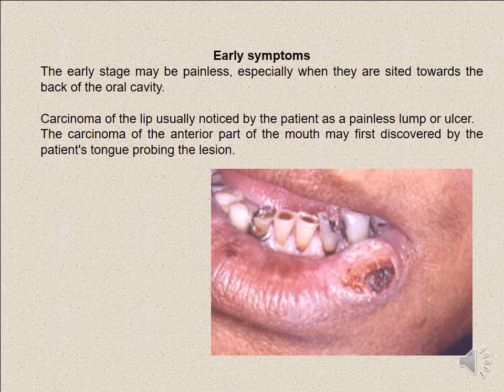Carcinoma of the mouth is usually noticed by the patient as a painless lump or ulcer. Carcinoma of the anterior part of the mouth, like the anterior part of the tongue or the gingiva, may be discovered first by the patient, who can see it and go to seek treatment.